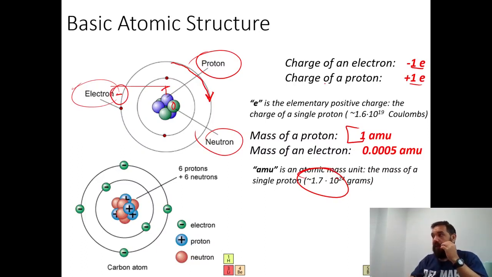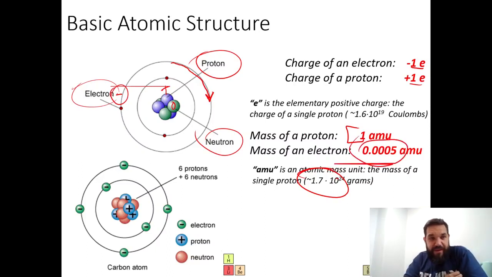Now, a proton and a neutron weigh about 1 AMU. An electron actually weighs significantly less. It weighs 0.0005 AMU, so it's 5/10,000ths of an AMU. So electrons weigh very little compared to a proton or a neutron. The vast majority of the mass of the atom is centered in the nucleus. The vast majority of it. Okay.